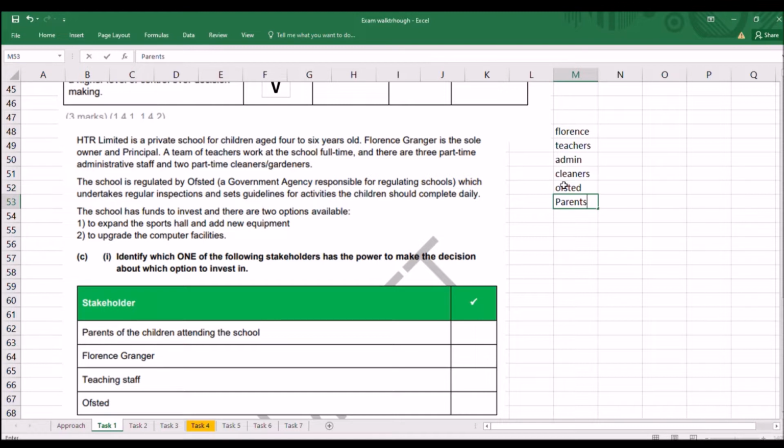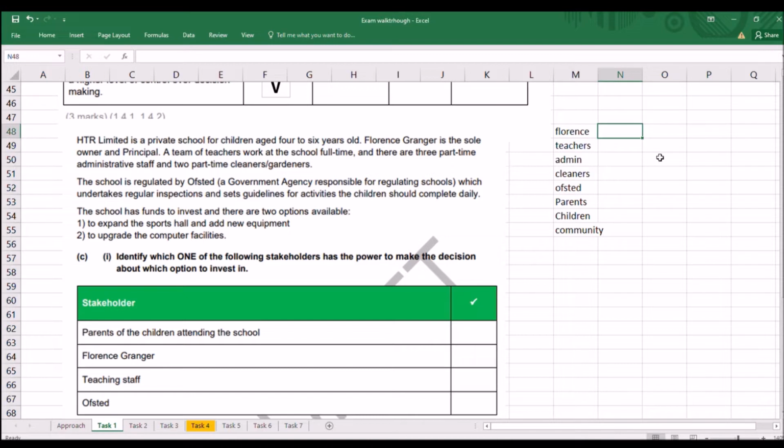probably as well, we've got children, probably the same old thing there though. We might have the wider community as well. So those are our list of stakeholders. Let's see what we're going to do. Right, which of the stakeholders has the power to make the decision? Okay, so who has the power in all this lot?